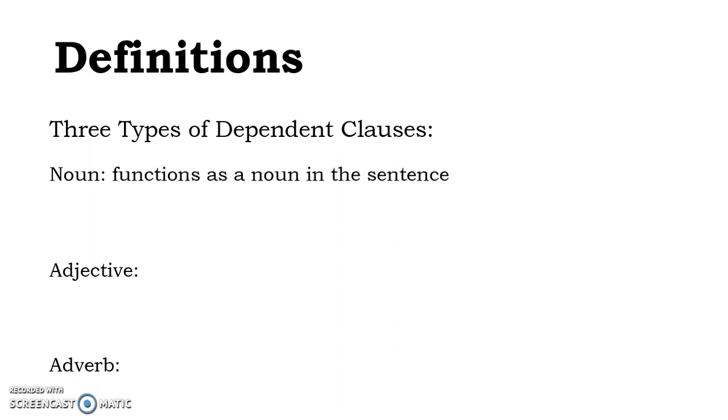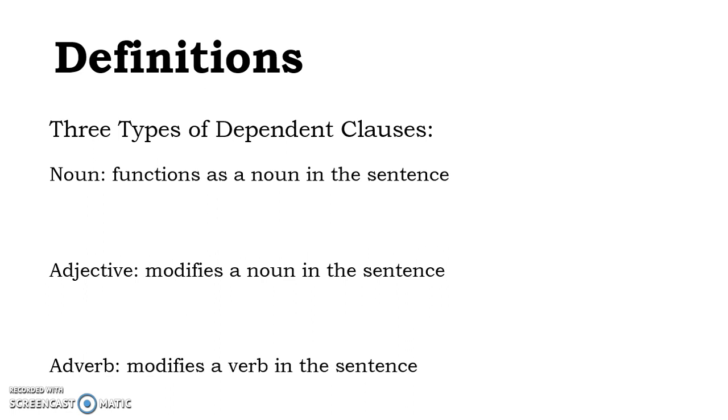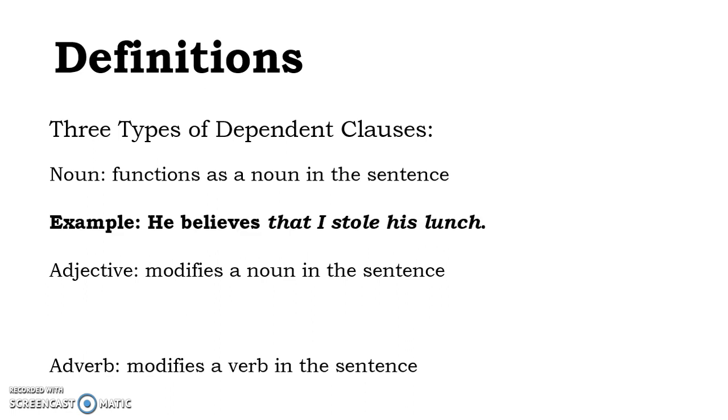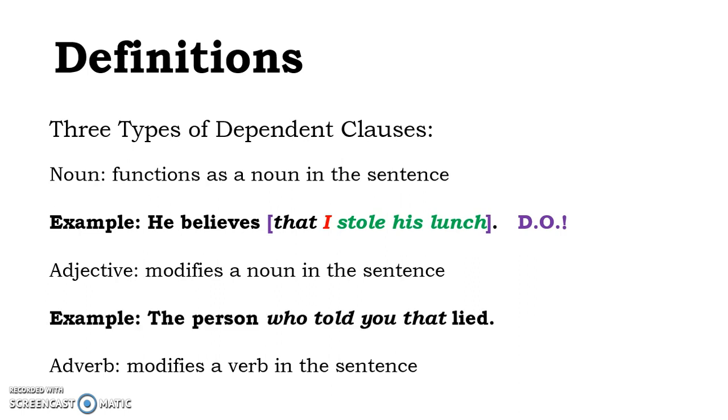Noun functions as a noun in the sentence. Adjective, like a single adjective, modifies a noun in the sentence. Adverb clause modifies a verb in the sentence. Example of a noun clause: he believes that I stole his lunch. That I stole his lunch has a subject and a verb, but that whole thing is functioning as a direct object in the sentence. It is what he believes.